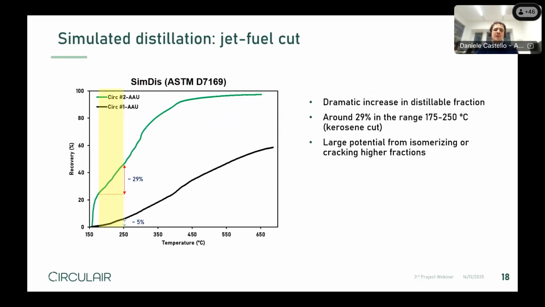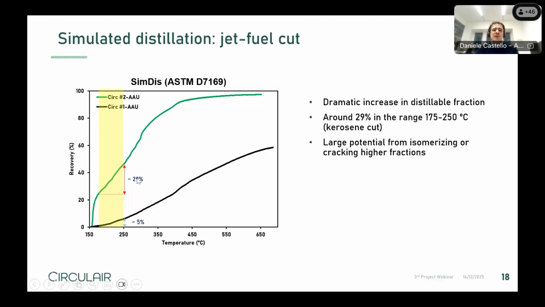Of course, the upgrading resulted also in an apparent change in the boiling point distribution. We could see that after the basically stabilization step, the oil is still relatively heavy. This is a simulated distillation graph, boiling point distribution.